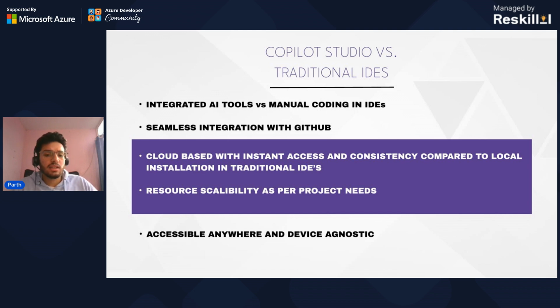It also offers resource scalability as per project needs. So if you want to train some LLM models, right? You need to have some powerful GPUs or CPUs for that. So you can allocate resources according to your project's need. If you are just building a simple web app, I think you don't need that many resources as compared to machine learning. So you can basically allocate resources based on your requirements for the project.